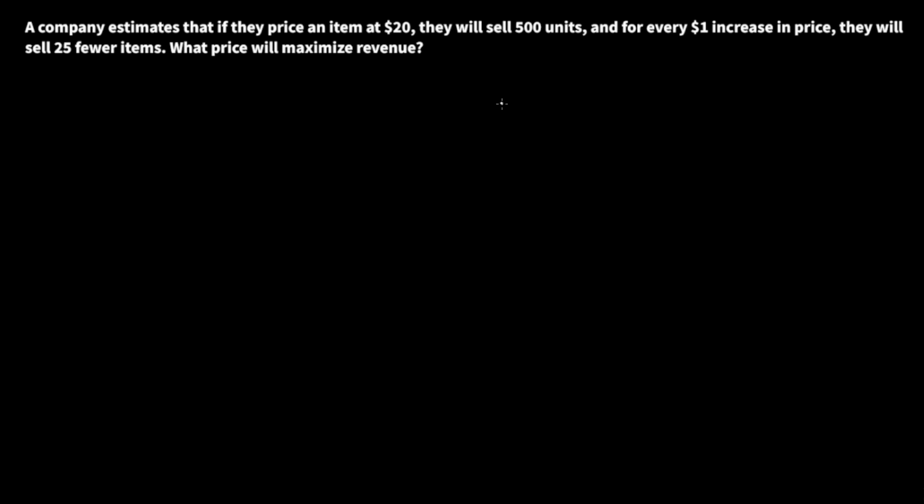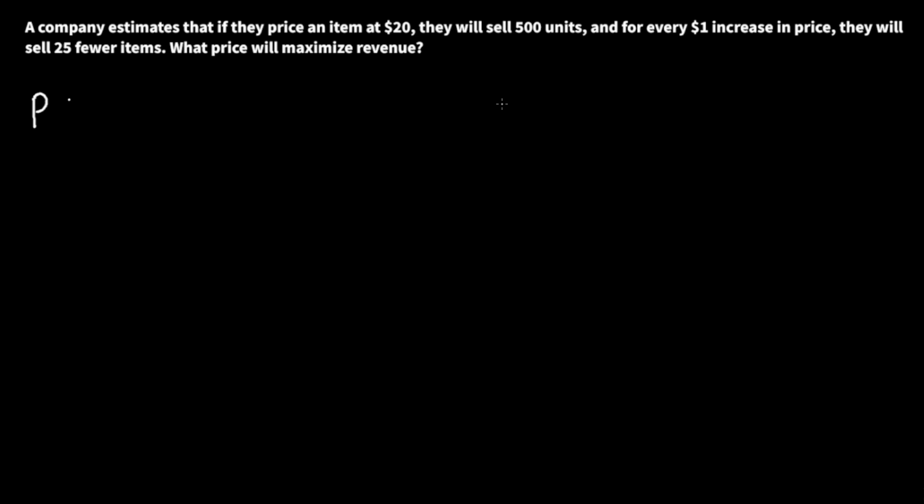So this problem will teach you future billionaires how to take advantage of the public. So let's go ahead and see this problem. A company estimates that if they price an item at $20, they will sell 500 units. And for every $1 increase in price, they will sell 25 fewer items. What price will maximize the revenue?